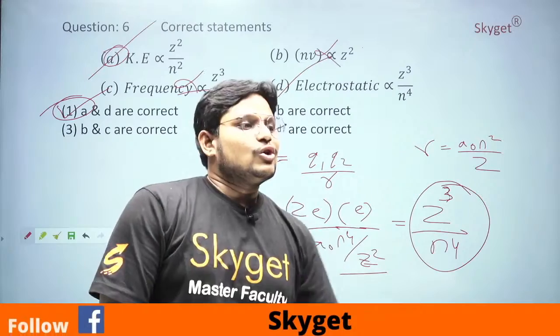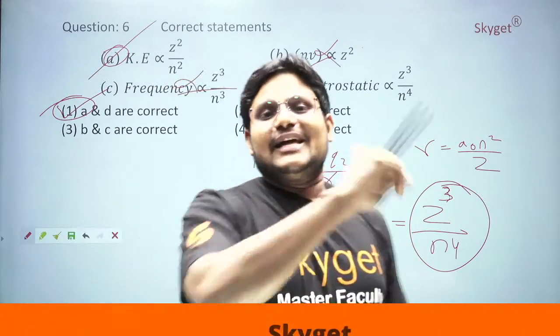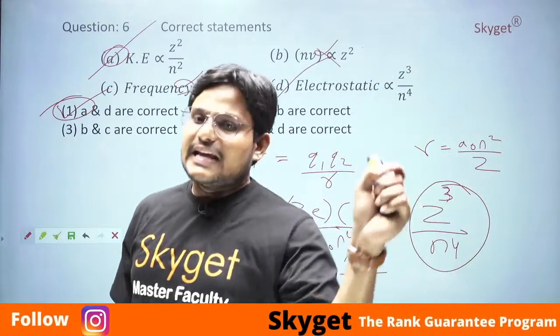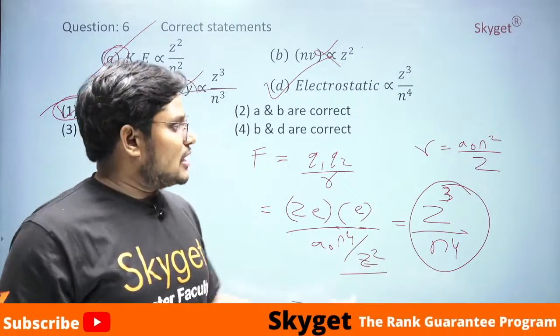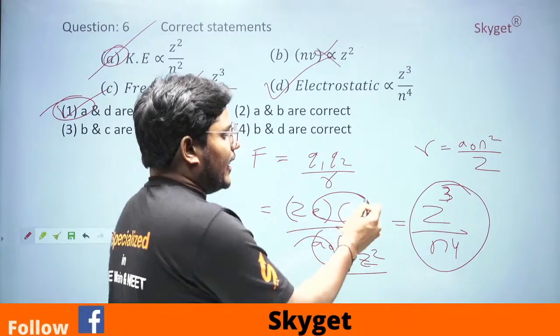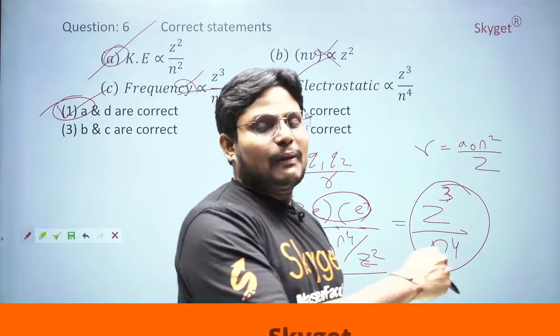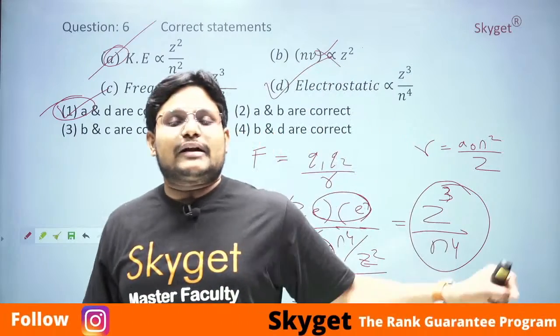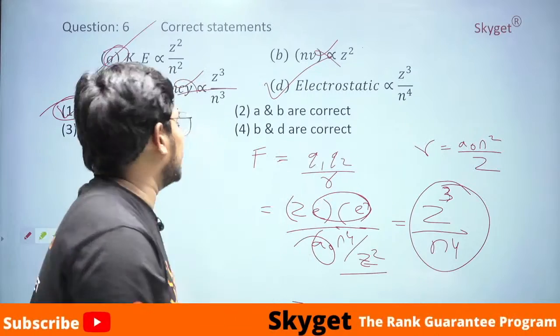If you are confident to solve this derivation part, then you are getting +4 very easily. If you know the equations, I am neglecting a naught because it is a constant term, and I am neglecting e square, because the electrostatic force is directly proportional to the cube of the atomic number divided by the n shell power of 4. So options A and D are correct.